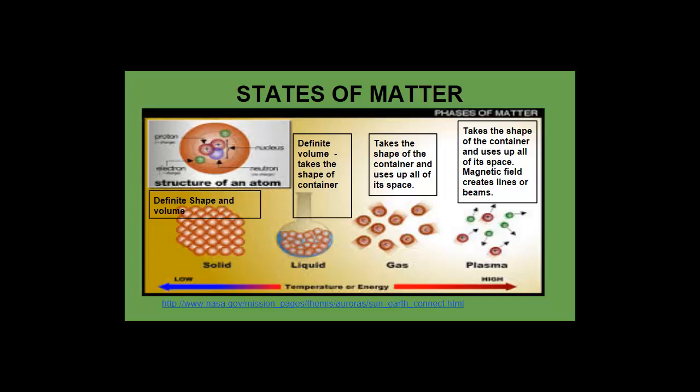Plasma, however, if a magnetic field is nearby, can be changed into a straight line or a beam, such as a laser. Here are the words associated with changing states of matter. When we take a liquid and put it under extreme cold temperatures, it will freeze or solidify. In reverse, if we take an ice cube, which is a solid, and apply it to heat, it will melt or liquefy.